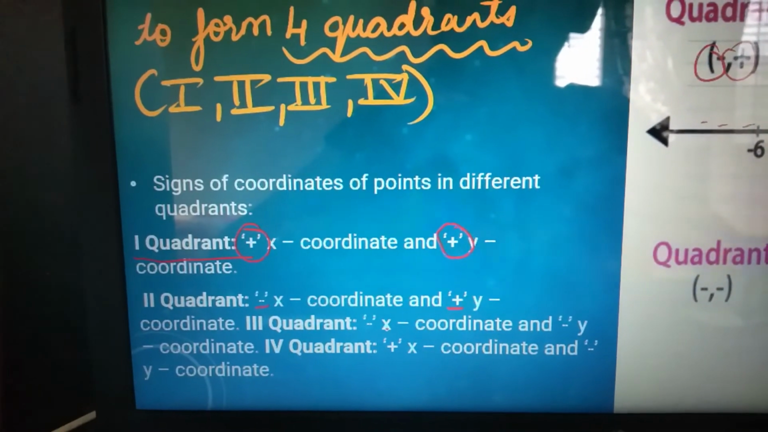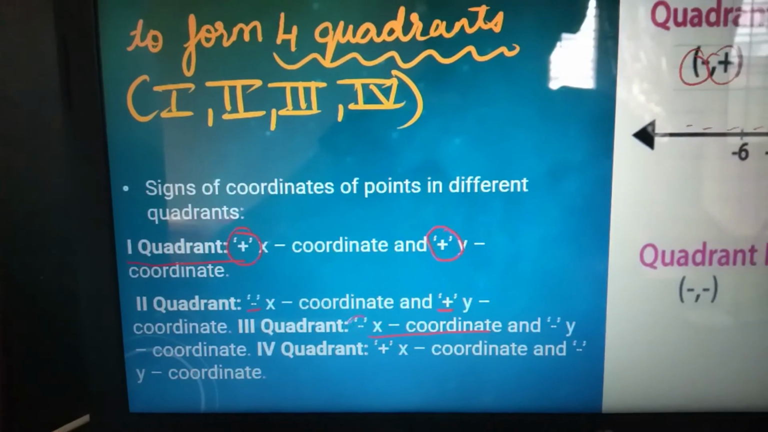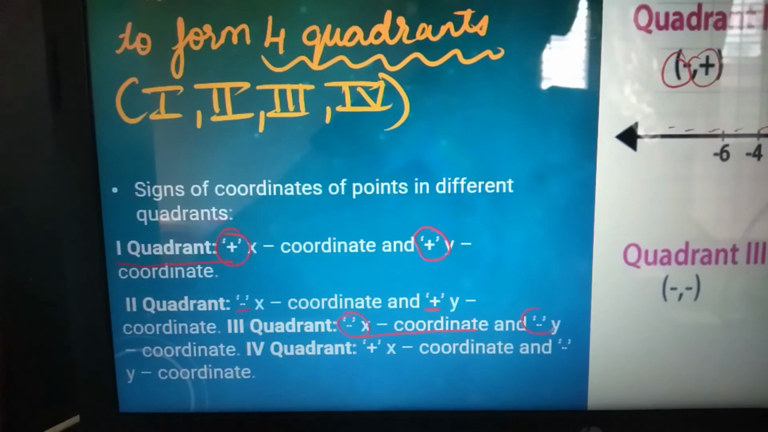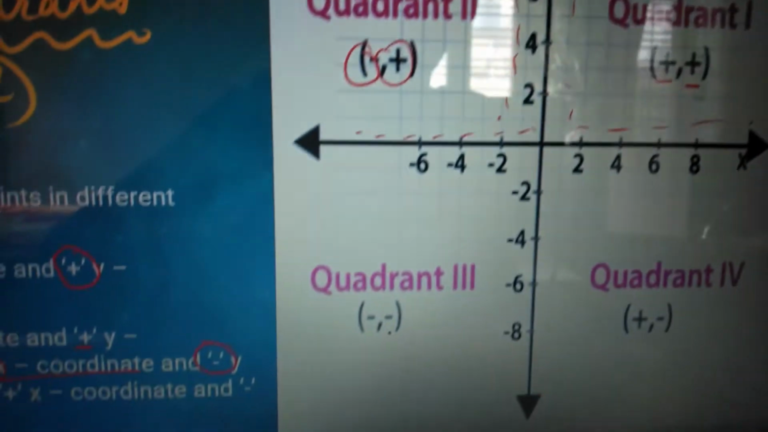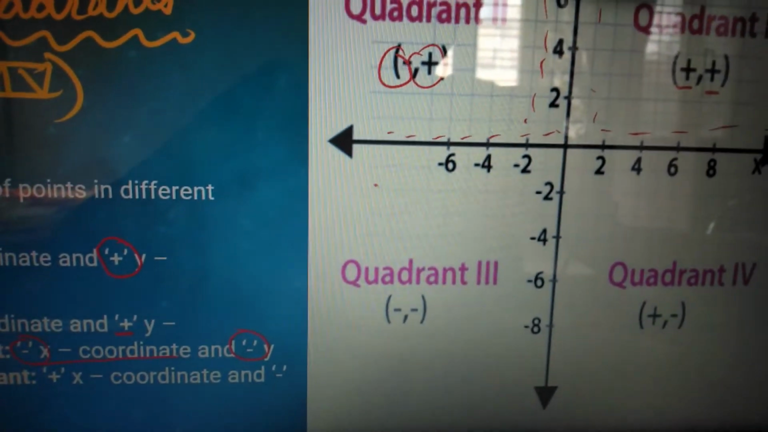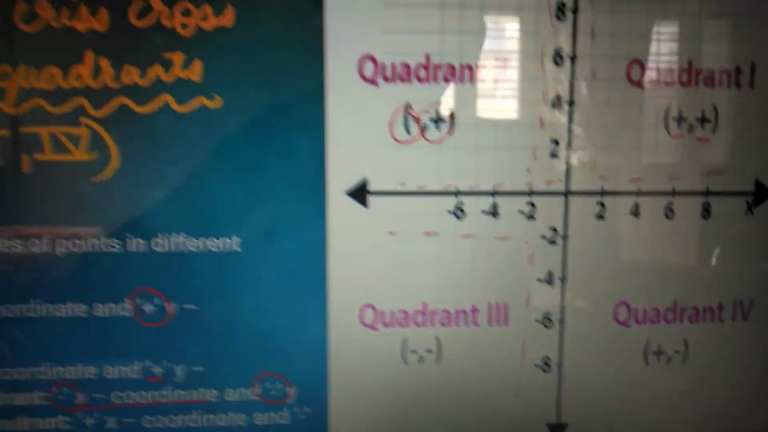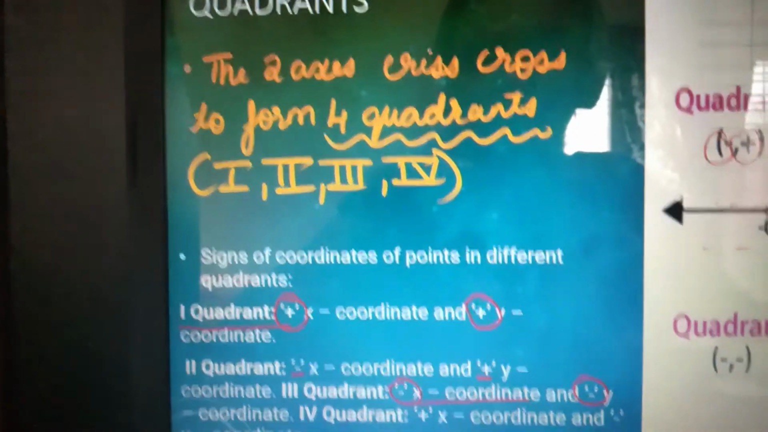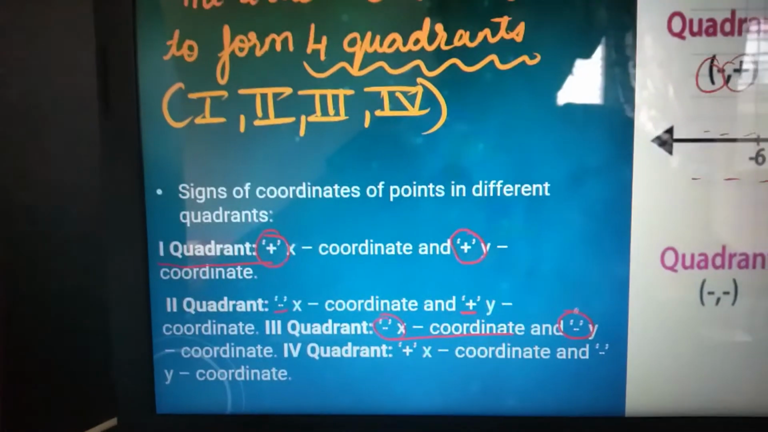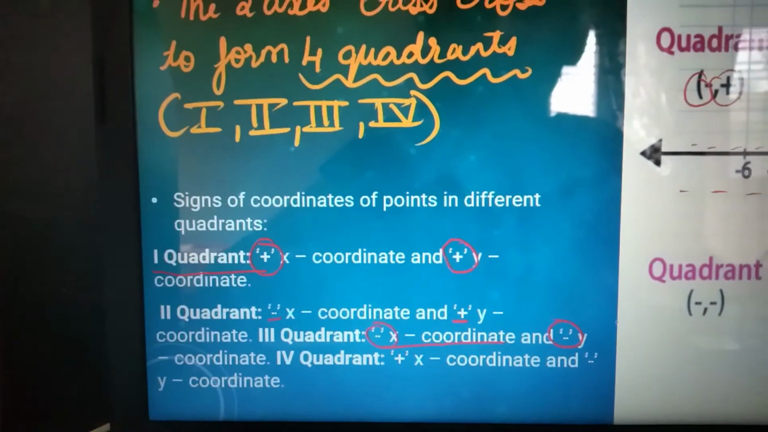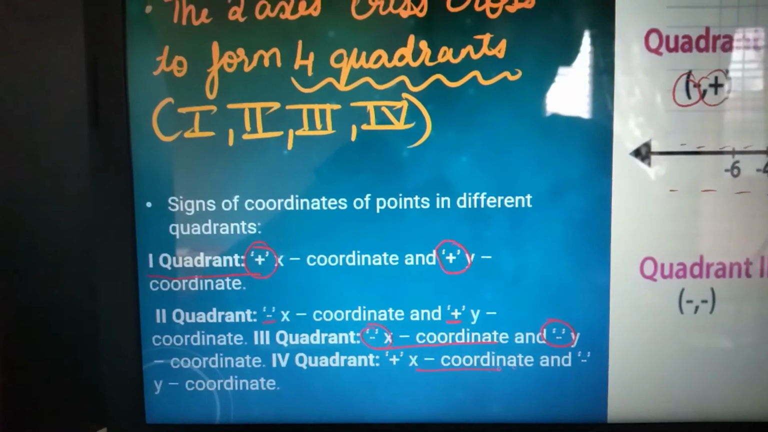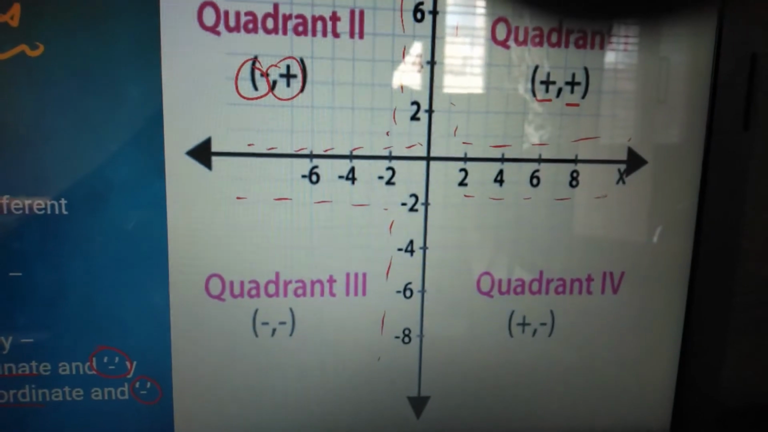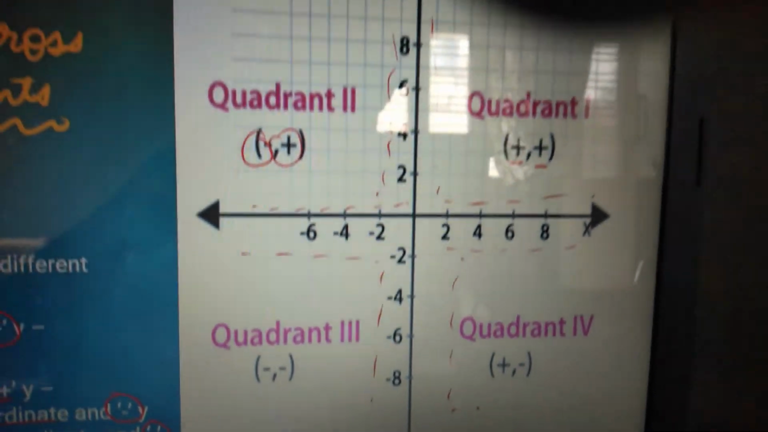In the third quadrant, the x coordinate will be negative, whereas the y coordinate will be negative as well. So the x coordinate is negative, y coordinate is also negative. Now, last but not the least, in the fourth quadrant, the x coordinate is positive and the y coordinate is negative. X is positive, y is negative.